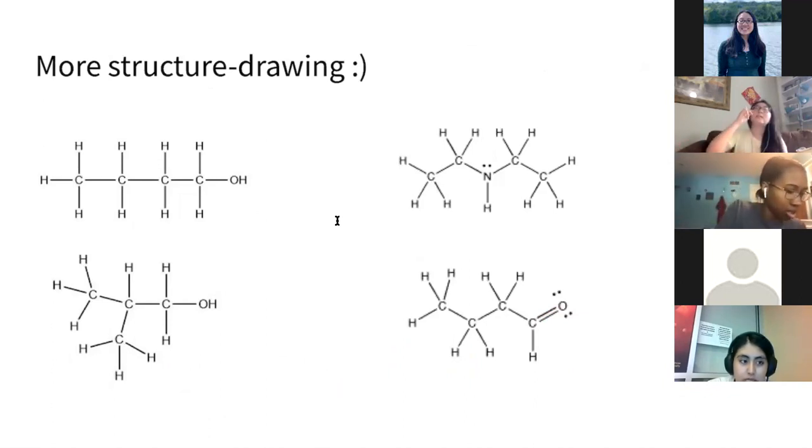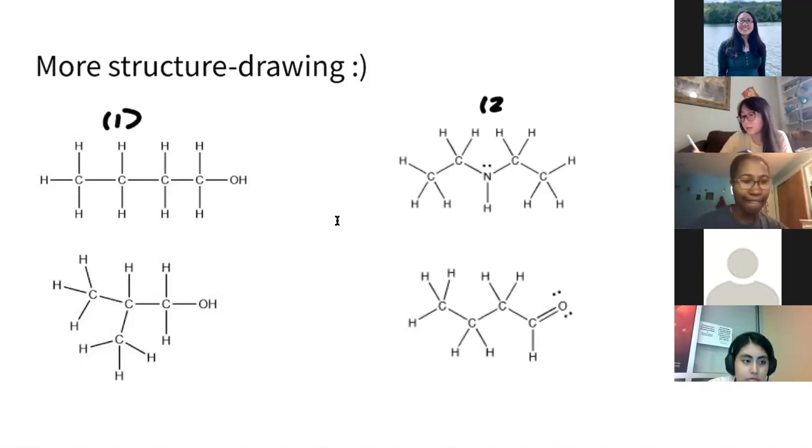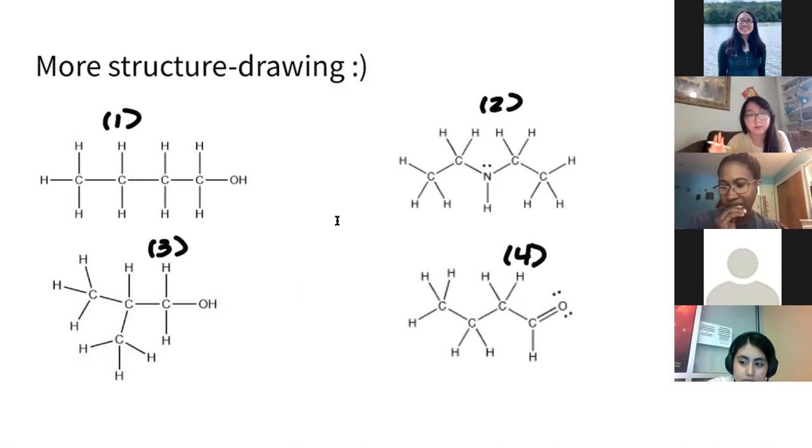And so last thing is just going to be some more structure drawing practice. If you think you got the hang of this, feel free to just leave, do it on your own, come back, look at the answer, really whatever you want. Let's go ahead and label these 1, 2, 3, 4. Going to go through these a little bit quick, so feel free to let me know if this is a little too fast.